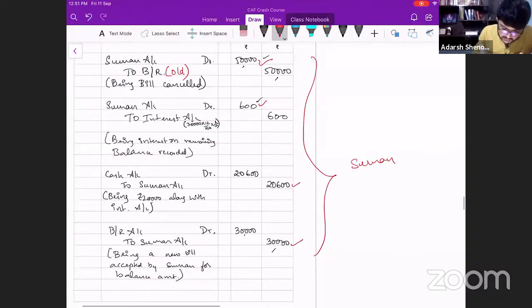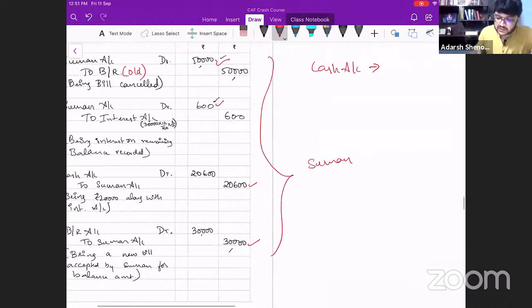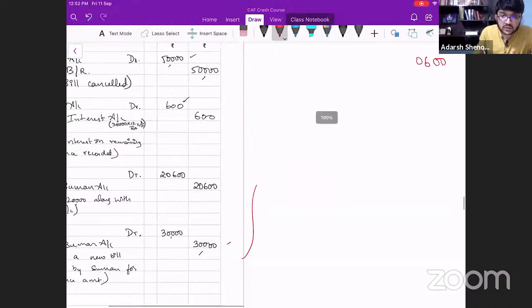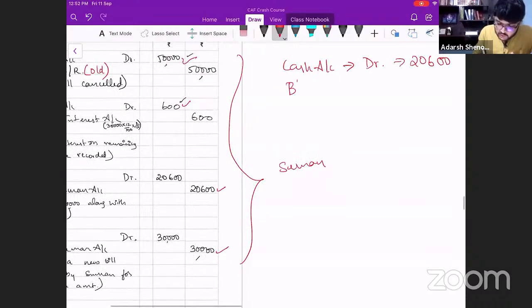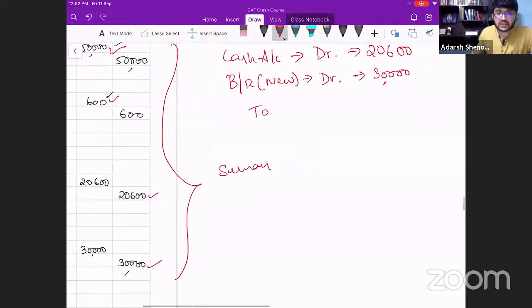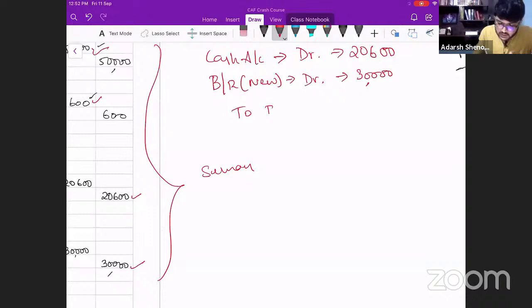How is that passed, sir? Cash account debit. You're receiving some amount upfront. How much is the amount you're receiving upfront? 20,600. He's accepting a new bill. How much is he accepting the new bill for? This is a new asset for you. 30,000. What is this towards? What are these two things towards?